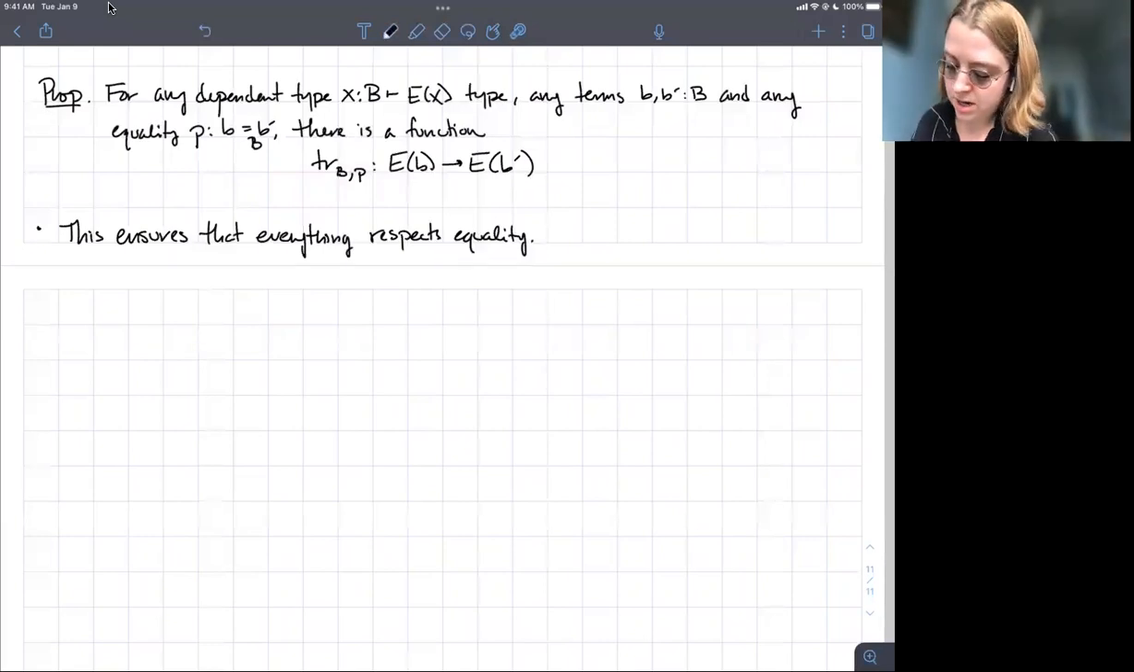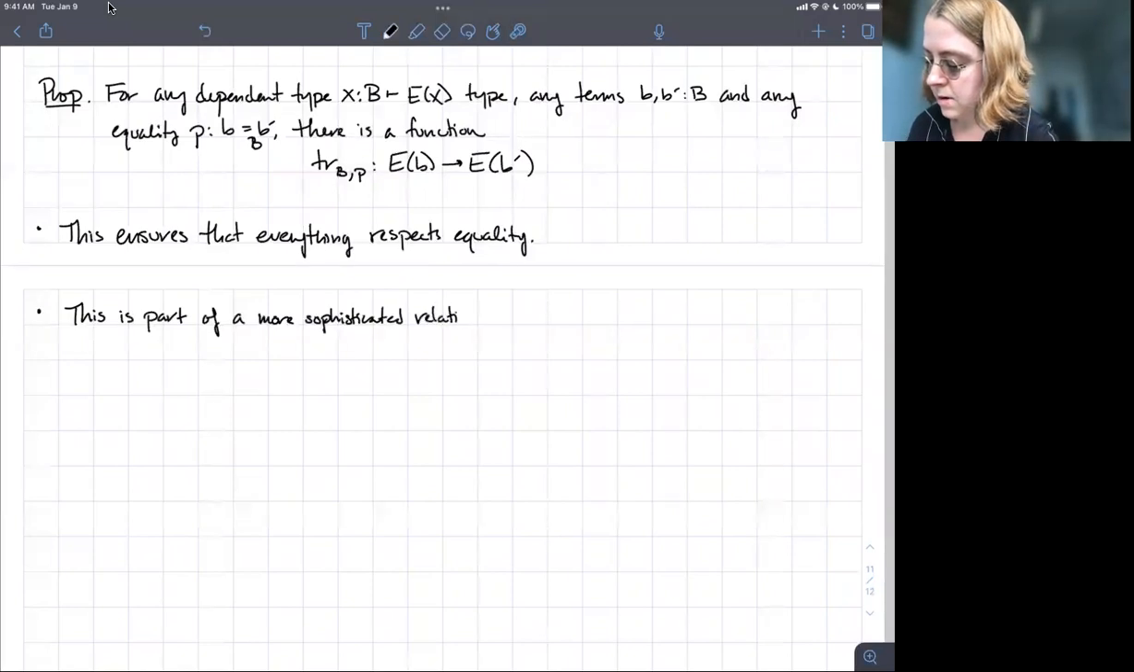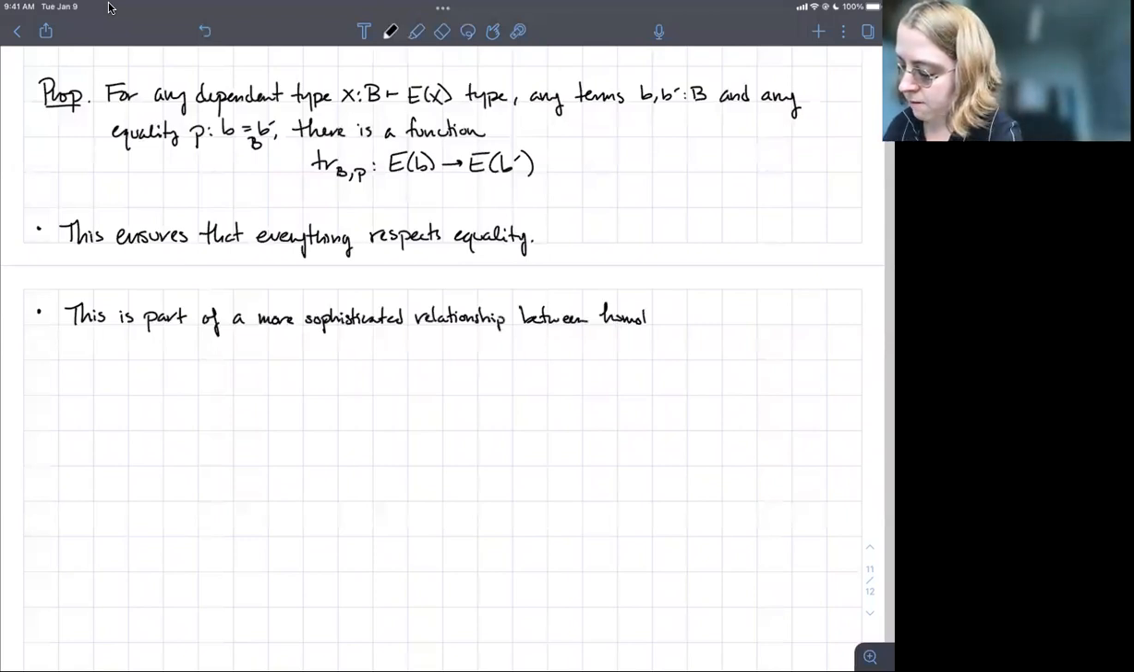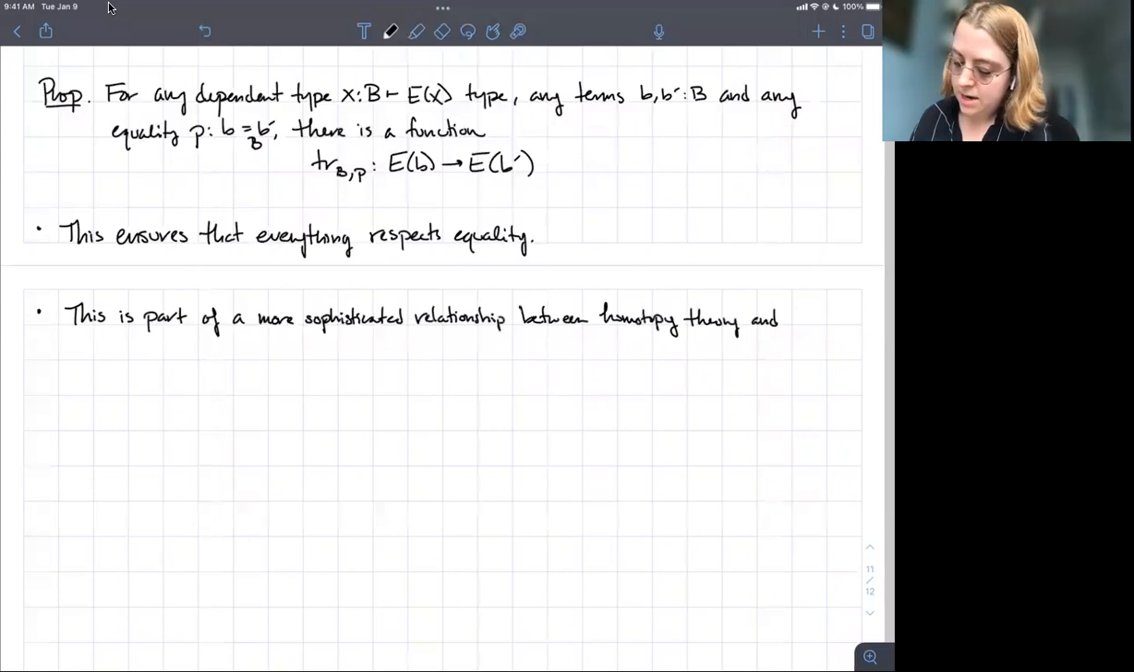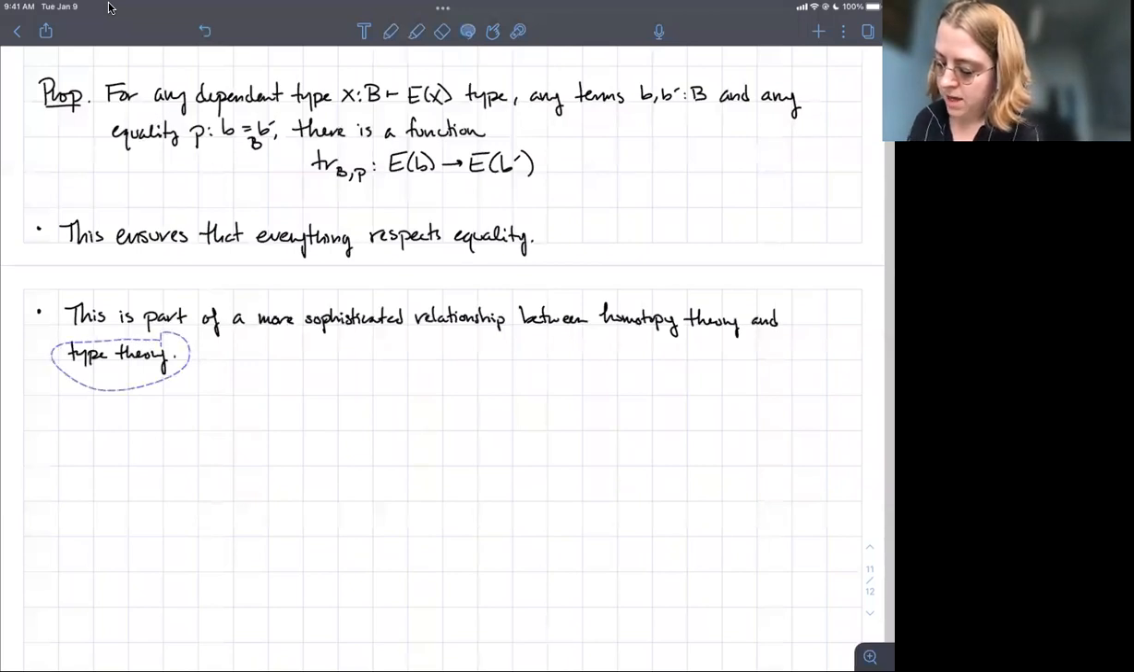Okay, I also want to make the note again, so this is for people who are very sophisticated in homotopy type theory. Just want to point out without saying something too specific that this is part of a more sophisticated relationship between homotopy theory or axiomatic homotopy theory, categorical homotopy theory, and type theory. And maybe I want to say actually by homotopy theory, I mean, in this case, Quillen model category theory.